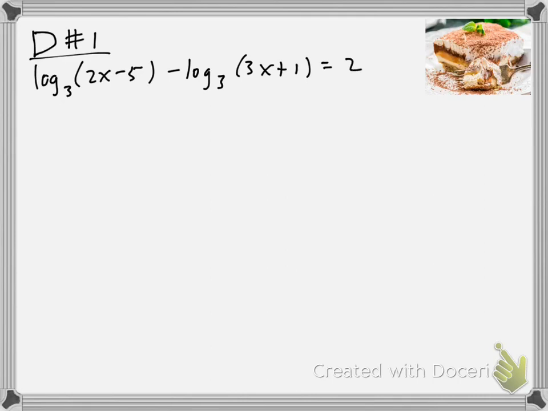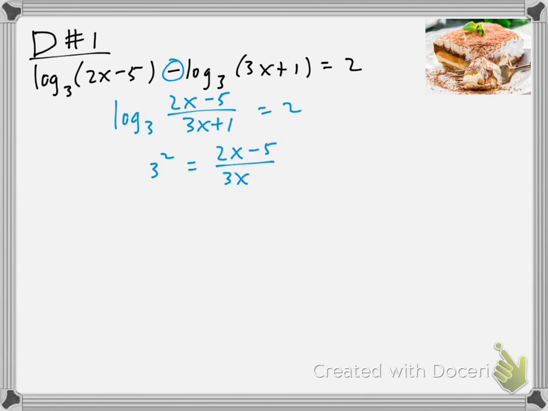So by now, if you've been following along, you know that we need to combine the left side into one log. So we have log base 3, and when we have the difference of the logs, we have the log of the quotient: 2x minus 5 over 3x plus 1 equals 2. Then we know we need to rewrite this equation using exponential form. So 3 to the second power is equal to the argument, 2x minus 5 over 3x plus 1.